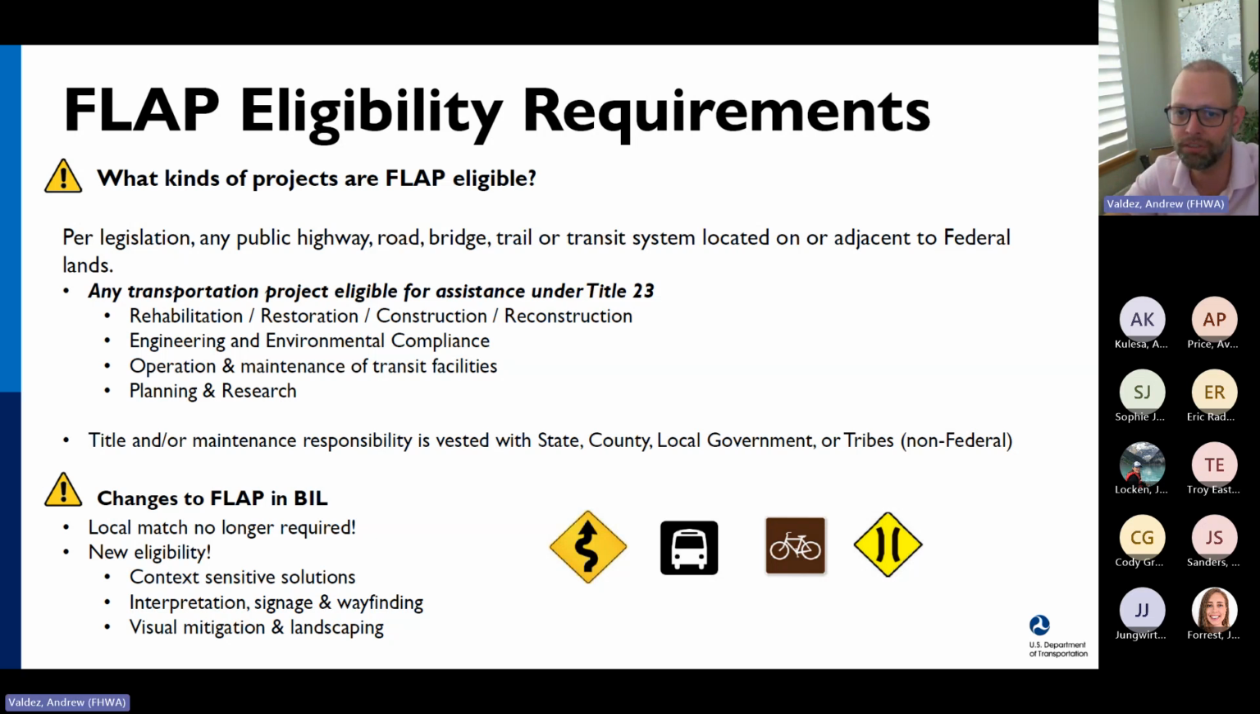There were some notable changes to FLAP under the bill. As I mentioned, no more local match requirement, but it can help in certain situations. And there is expanded eligibility for a couple of items here. Context-sensitive solutions. These are projects that preserve scenic, aesthetic, historic, or environmental resources. So think of like a raised boardwalk over a wetland, for example. There's also eligibility for signage, wayfinding, landscaping, and other visual mitigations.